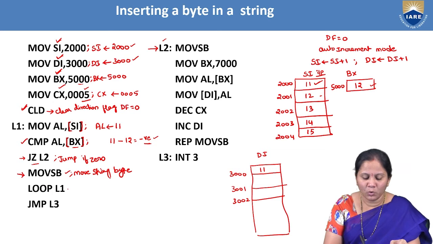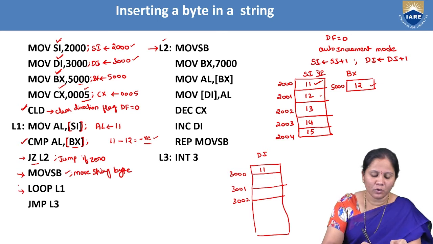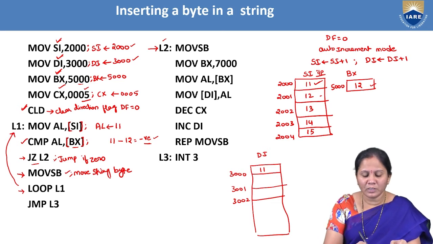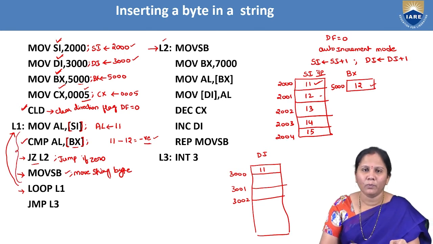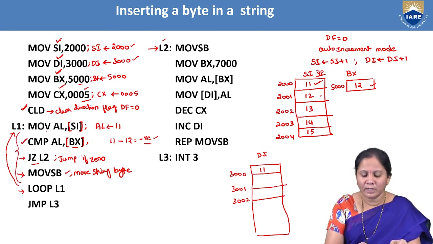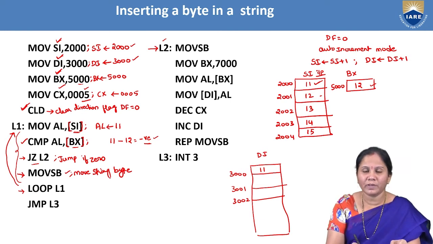And the next instruction is LOOP L1. Once this instruction is executed, the control will be going to the label L1. So if it is going to the label L1, again the same set of instructions will be executed one more time. Next one is MOV AL comma [SI]. Previously SI is 2000, but now since we have written the CLD instruction, the value of SI will be automatically incremented by 1. No need to write INC SI anywhere here.